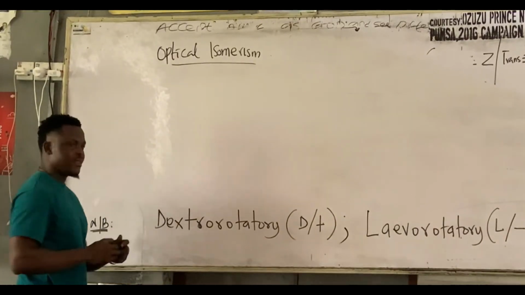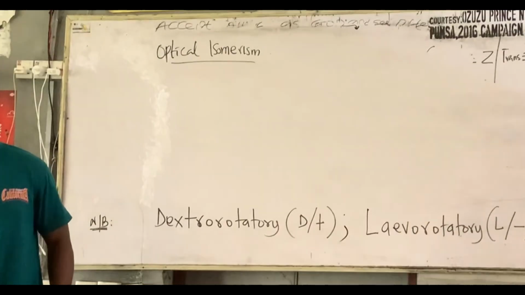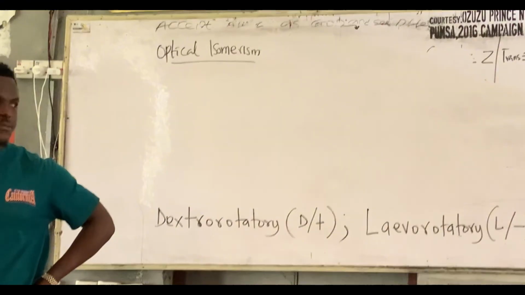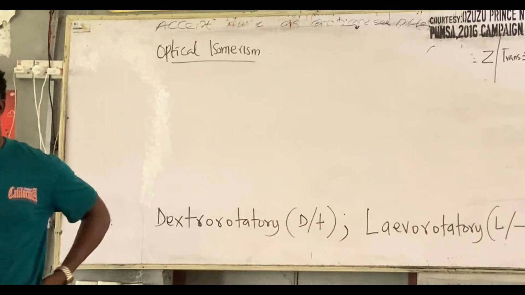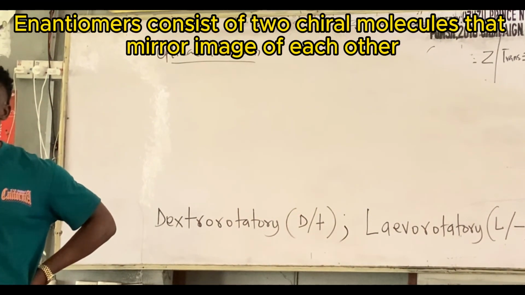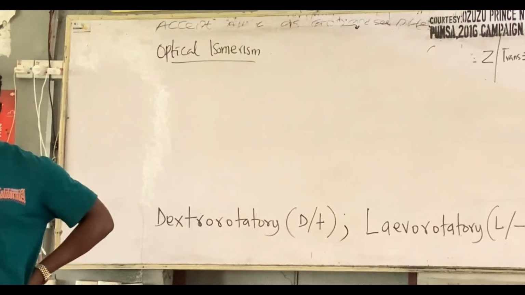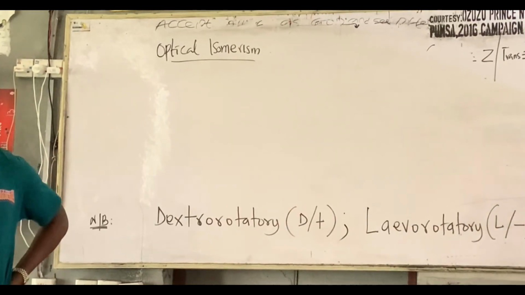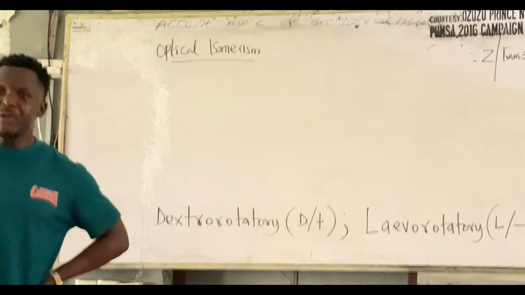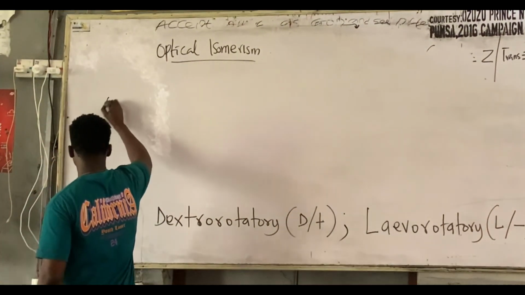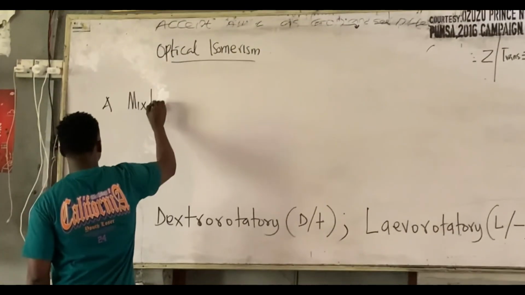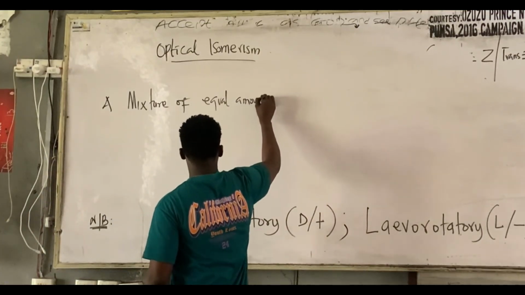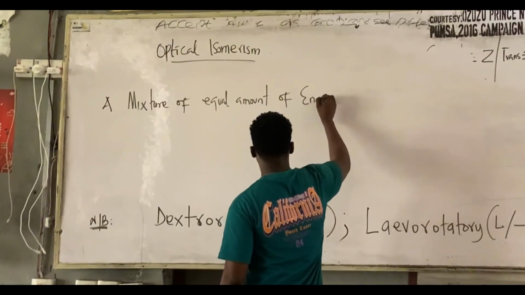All right. The last part under this, before I move on to the next problem, please pay attention. An enantiomer pair comprises two molecules that are opposite of each other, meaning if one is going to the right, one is going to the left. Now, please write down this last part. A mixture of equal amounts of enantiomers.